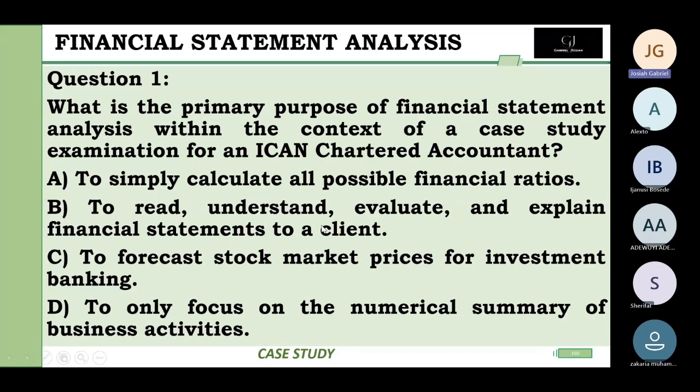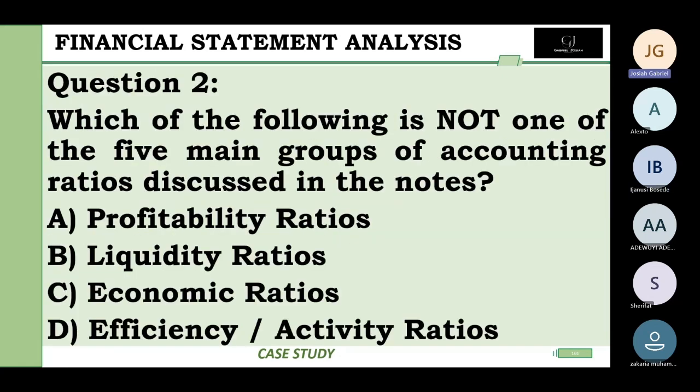Number 2. Which of the following is not one of the 5 main groups of accounting ratios discussed in the notes? A, profitability ratios. B, liquidity ratios. C, economic ratios. D, efficiency / activity ratios.